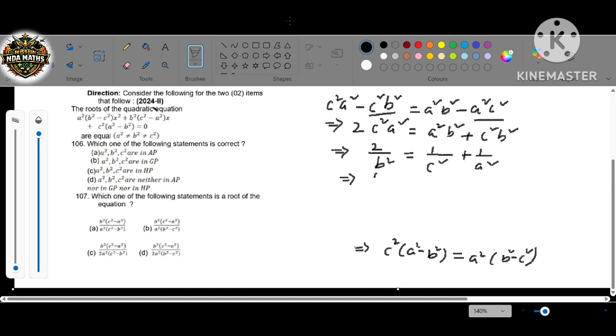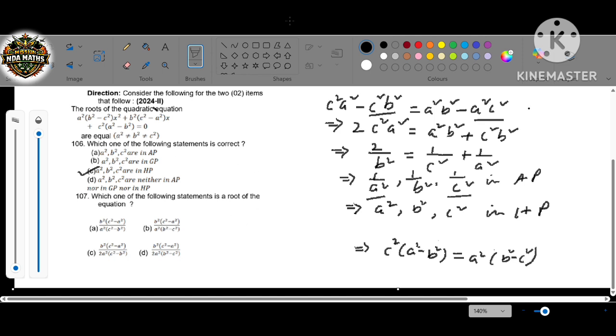From here, we can conclude that 1 by a square, 1 by b square, 1 by c square are in AP, because the sum of this and this is equal to 2 times the middle one. Then it says that these three numbers are in AP. Now, as they are in AP, take their reciprocals. The reciprocal of 1 by a square is a square. Similarly, it is b square and c square, and the reciprocals are in HP. It is the definition of HP. So, the first question is, which of the following is correct? A square, b square, c square in AP, no. A square, b square, c square in HP. The right option is C.